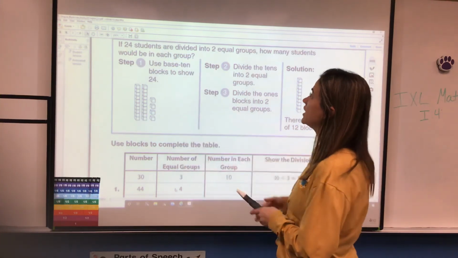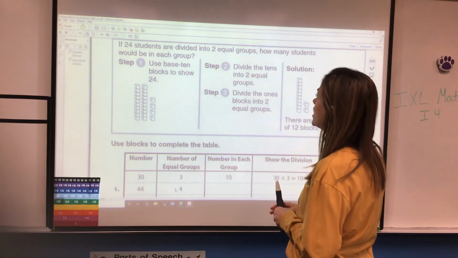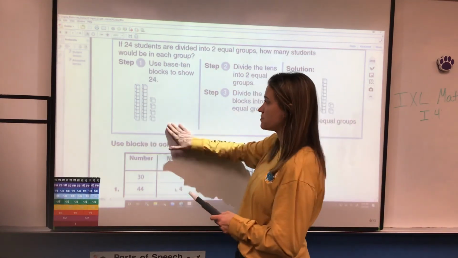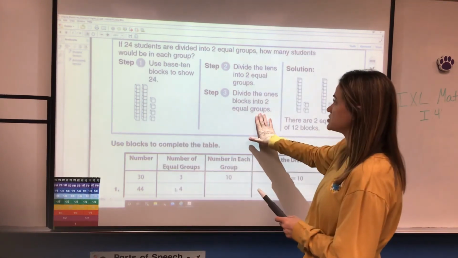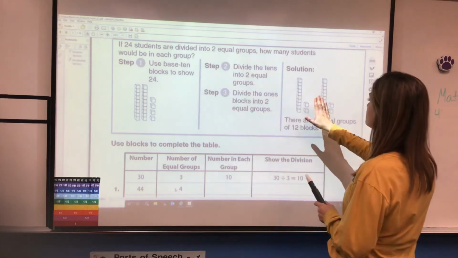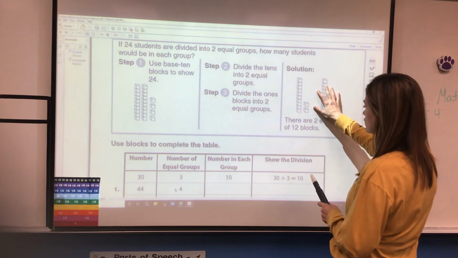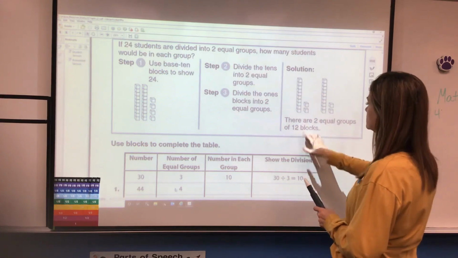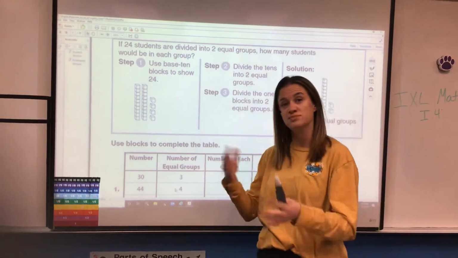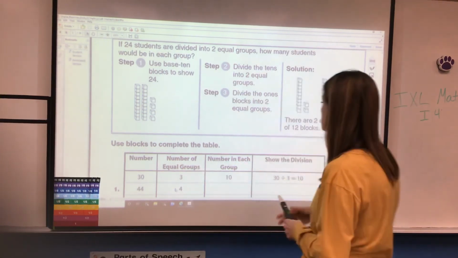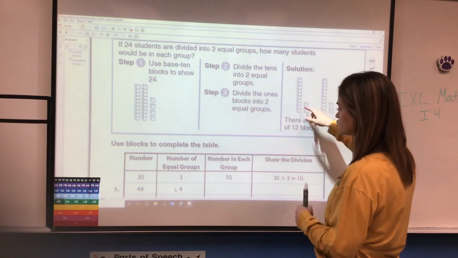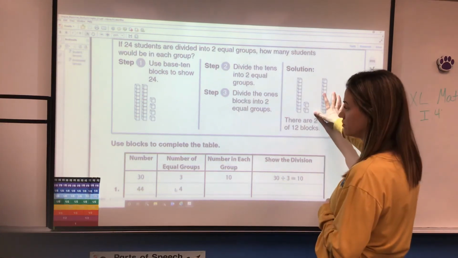It says if students are dividing into 2 equal groups, how many students would be in each group? So they set up using the 24 base blocks. They divide it into the 2 equal groups because that's what the problem's telling us. So they divided the 24 blocks into 2 groups, and 24 divided by 2 is 12, or you can look at it the other way. 12 times 2 is 24 to check your work. And once he separated them, he sees he has 10, 11, 12. So the answer would be 12.